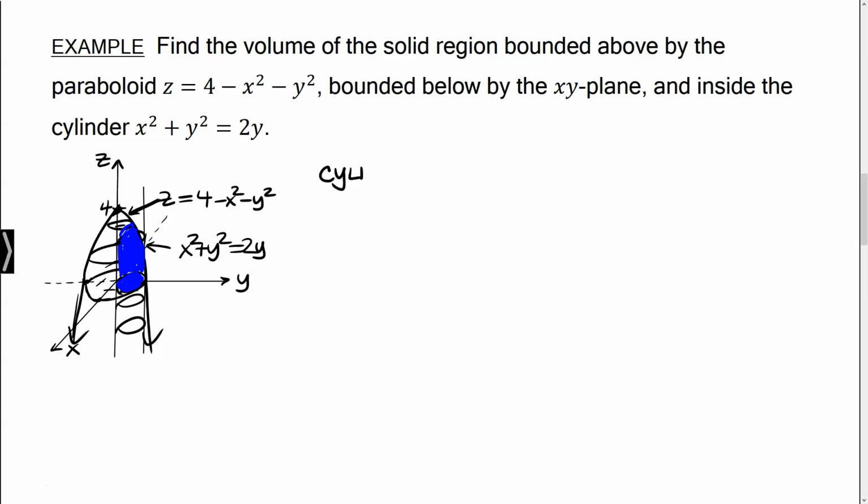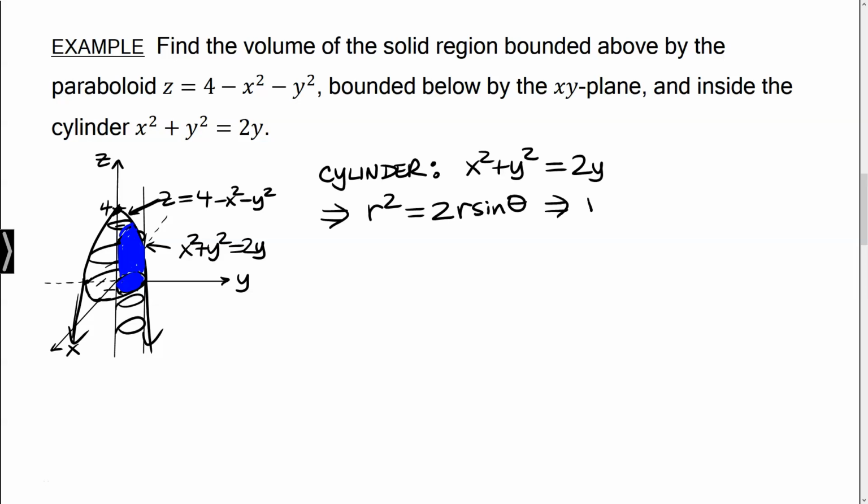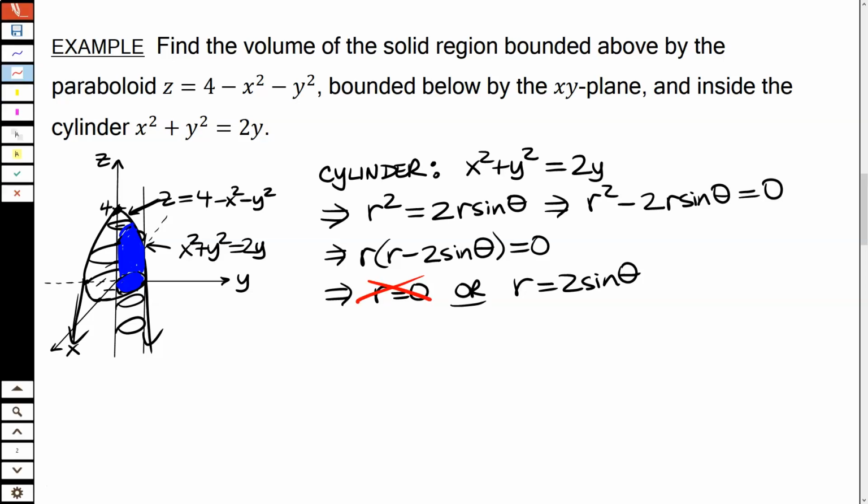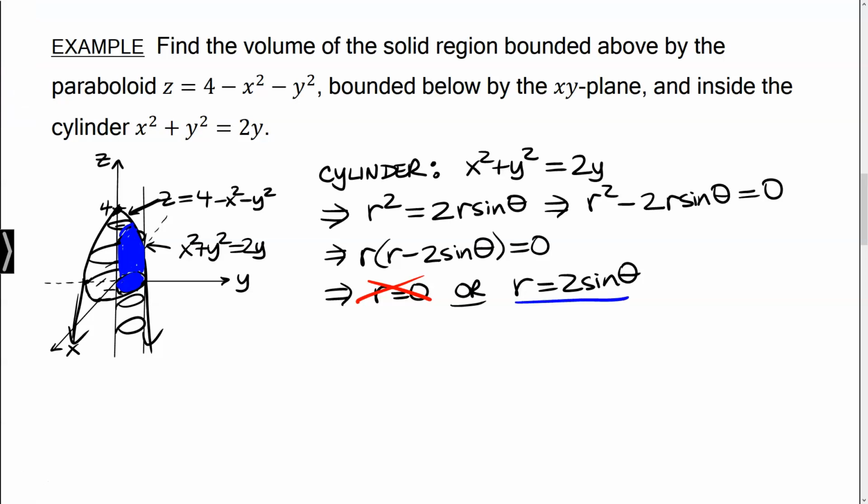Okay, so the cylinder is given by x squared plus y squared is equal to 2y. So that means r squared is equal to 2 times y, which is r sine theta, which means if I subtract this, it's going to be r squared minus 2r sine theta is equal to 0. Now I can factor out an r. r times (r minus 2 sine theta) is equal to 0, which means either r equals 0 or r is equal to 2 sine theta. Now, r equals 0 is just going to be the origin, so we're not so much interested in that. What we're really interested in is r equals 2 sine theta. So that ends up being the polar equation for this circle.